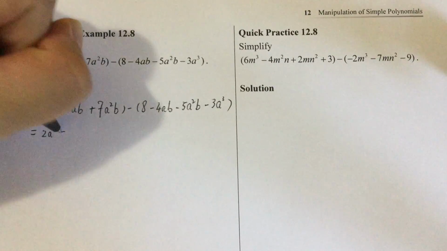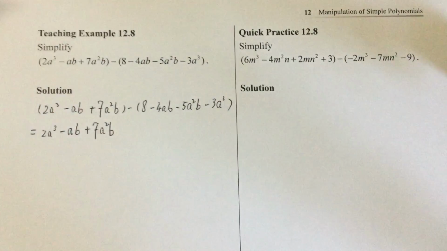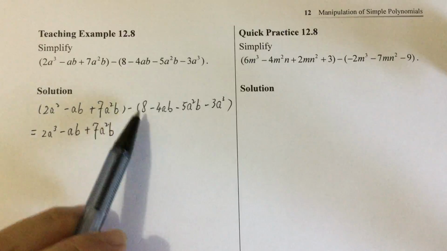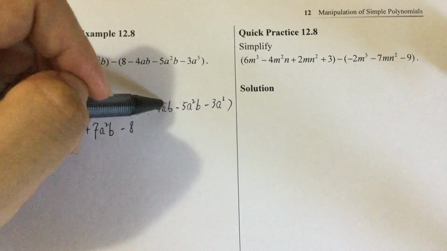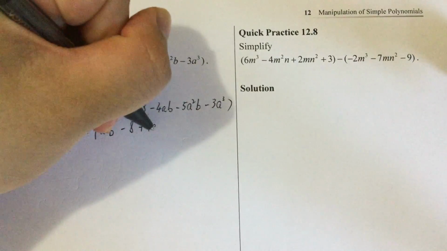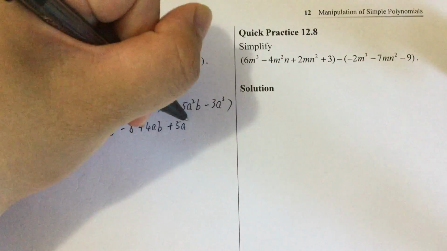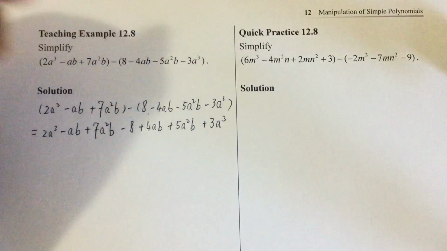2a cubed minus ab plus 7a squared b. And then for the negative sign, every time we change all the signs. This one is positive, so we will change it to negative. Negative 4ab, we'll change to positive 4ab. Negative 5a squared b, we'll change to positive 5a squared b. And finally, we'll change it to plus 3a cubed also.